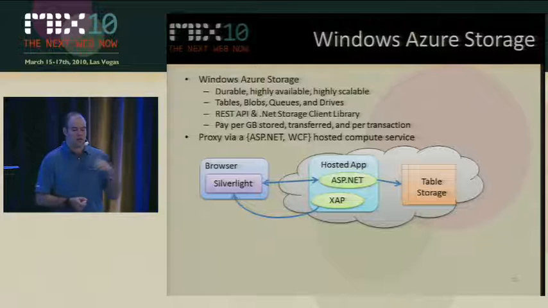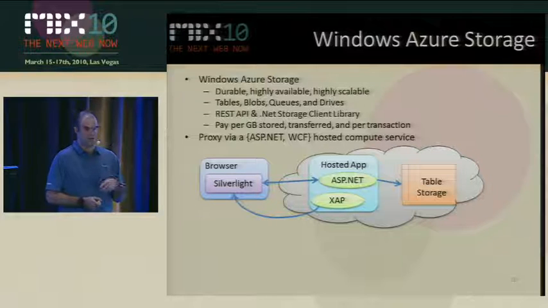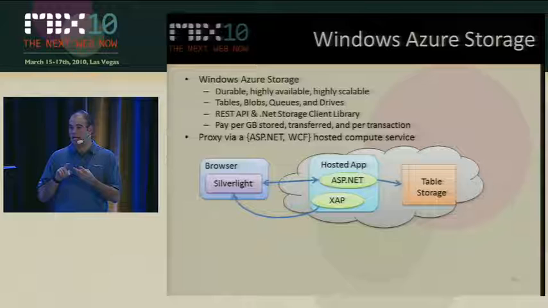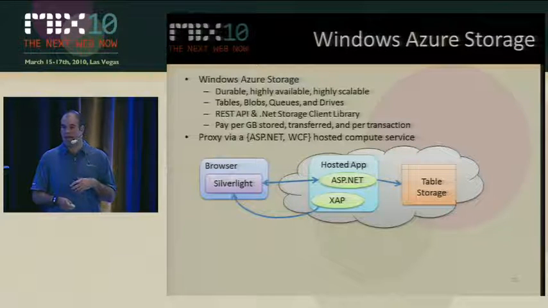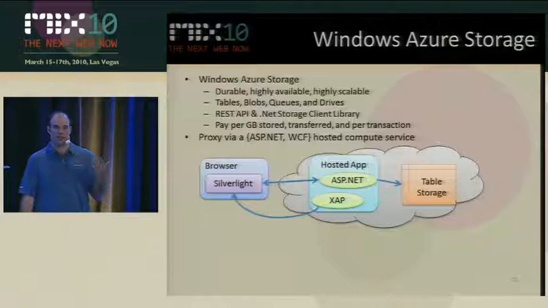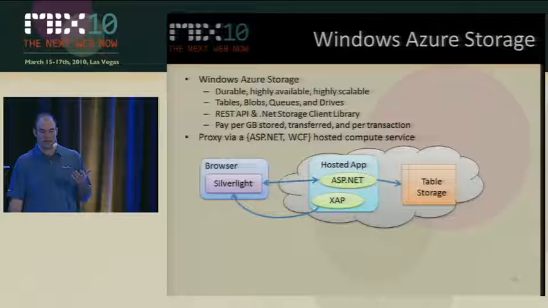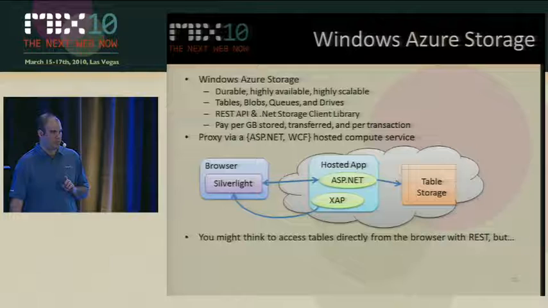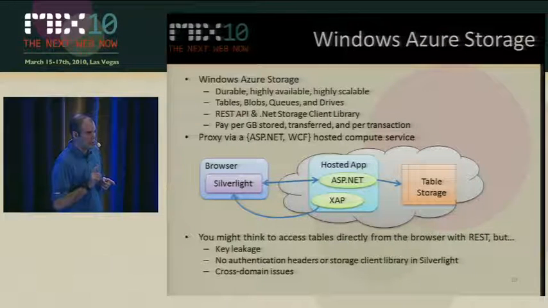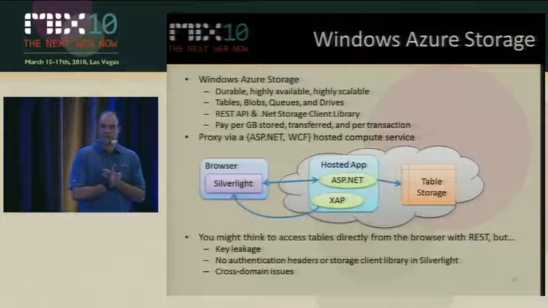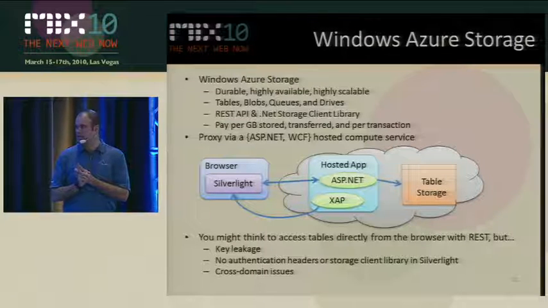Now, there's an API that's available for accessing Windows Azure Storage, and it's a REST API. There's also a .NET client library that wraps it. And you might think that with a REST API, you could just access table storage directly from the client side. But that might not be such a good idea for a couple of reasons. The first reason is there's a key that governs access to Windows Azure Storage. And that key is the key to the kingdom.